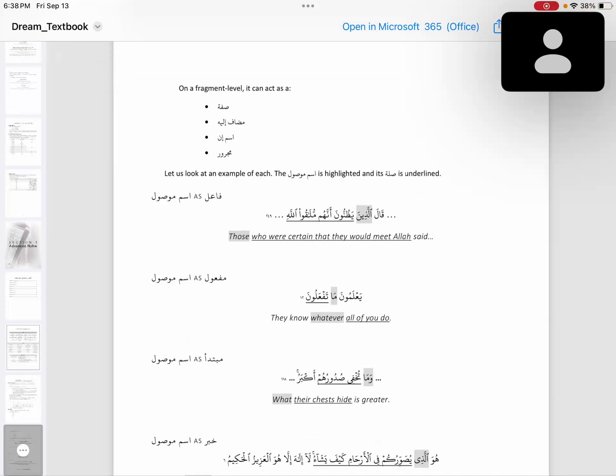Ism mawsul is highlighted and its sila is underlined. Ism mawsul as fa'il. Qala allazina yazunnuna annahum mulaqullahi. Those who were certain that they would meet Allah said. Qala is the verb. Allazina yazunnuna annahum mulaqullahi, those who were certain that they would meet Allah.